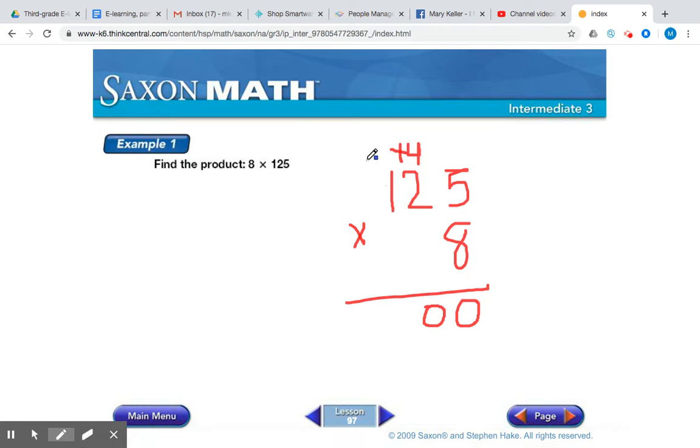Put the 0 down at the bottom. We carry the 2 for a plus 2. All right, again, we have to multiply before we add. So 1 times 8 is 8. Plus 2 is 10. So our answer is 1,000.